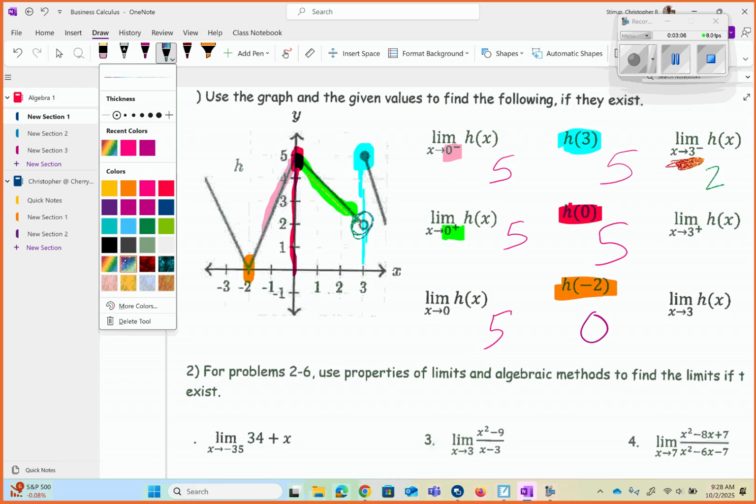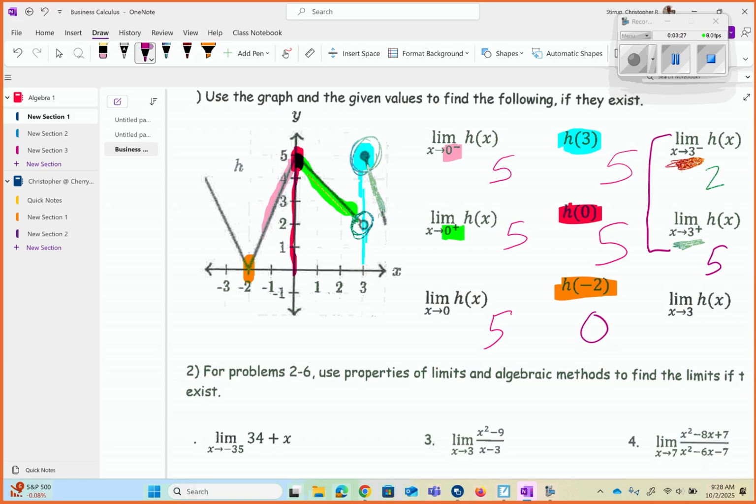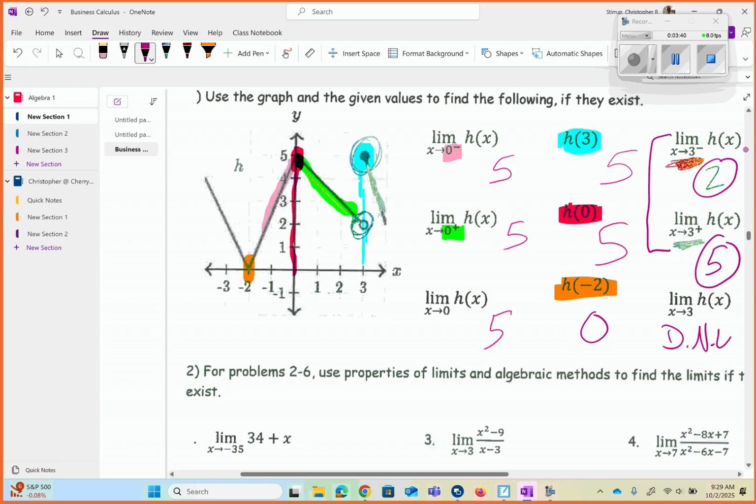And let's change to a different color. Starry Night. All right, this one, I'm going to approach 3 from this side. So I'm coming up here. And what is the y value right there? 5. So when I come from the left and I come from the right, are those the same numbers? Are 2 and 5 the same numbers? Phones away, please. Books out. Are these the same numbers? No. So does the limit exist? Nope. DNE. Does not exist.